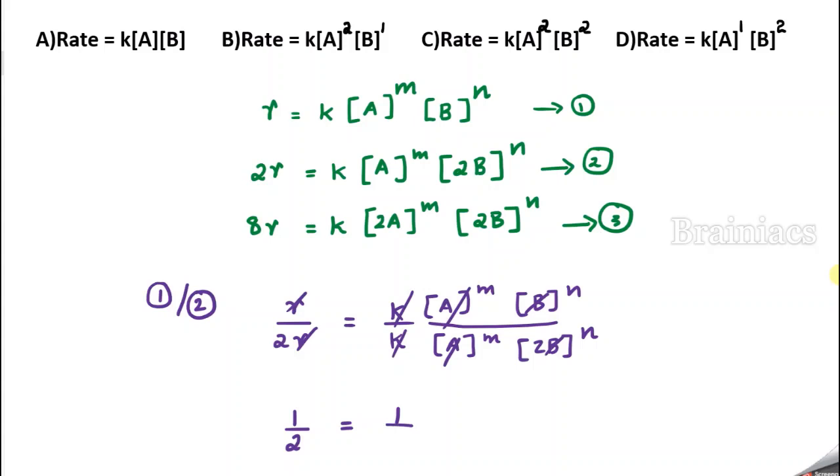So we can say (1/2)^N. Now if you compare these two, we can say both are 1/2. So N will be equal to what actually? 1. Correct. So similarly, now we know the order with respect to B, that is 1. Correct. Now similarly, we will try to find A. Let's see how to do that.